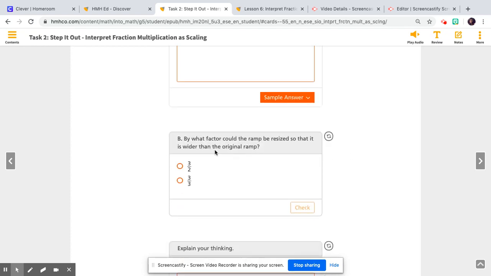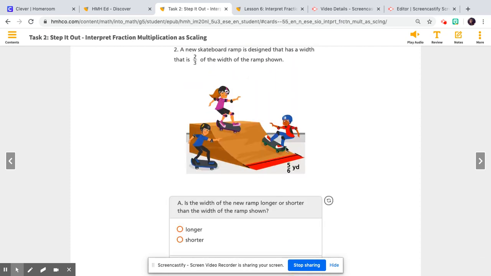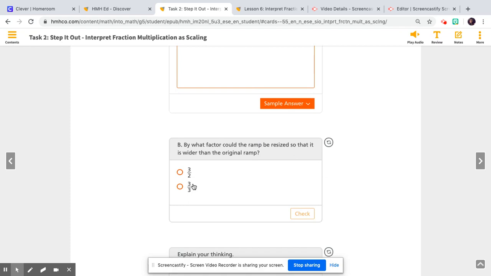Okay? Part B says, by what factor could the ramp be resized so that it is wider than the original ramp? So if you wanted to multiply this ramp, the 5/6, by a number to be greater than this one, or to be greater than 1, what would we need to multiply by? 3/2 or 3/3? 3/3, remember, my numerator is the same as my denominator, which means that's 1, so it's going to be the same.